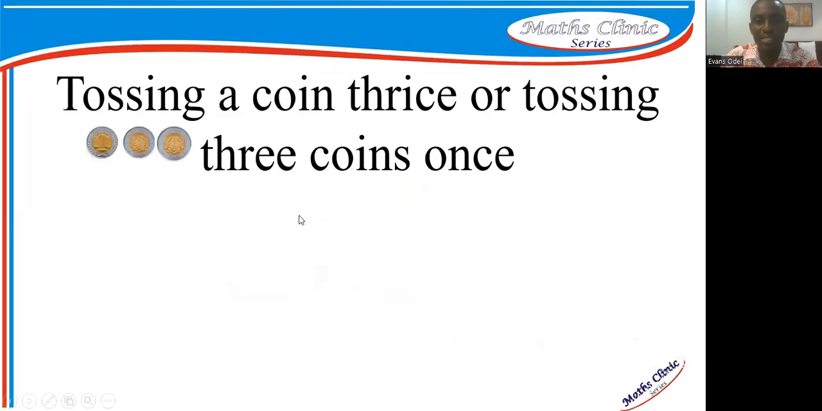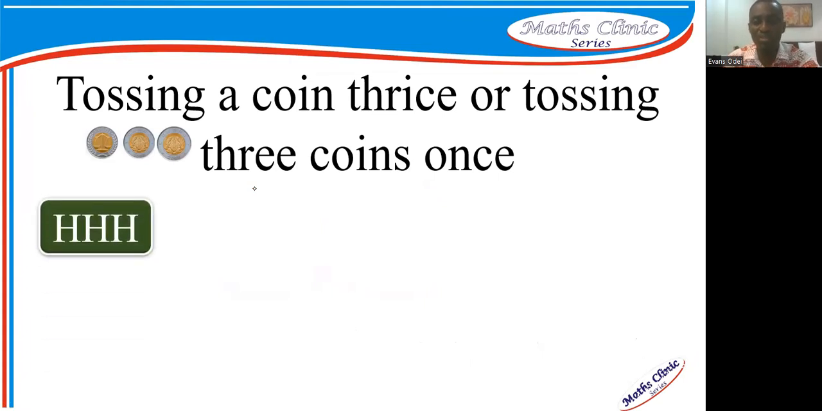All right. Another example can also be tossing a coin thrice, or tossing three coins once. So if you toss three coins once, or you toss one coin three different times, they all come out with the same possible outcomes. If you can, pause the video and try generating all of them, and see whether you're going to get the same answer as what I have here. And so we have head, head, head.